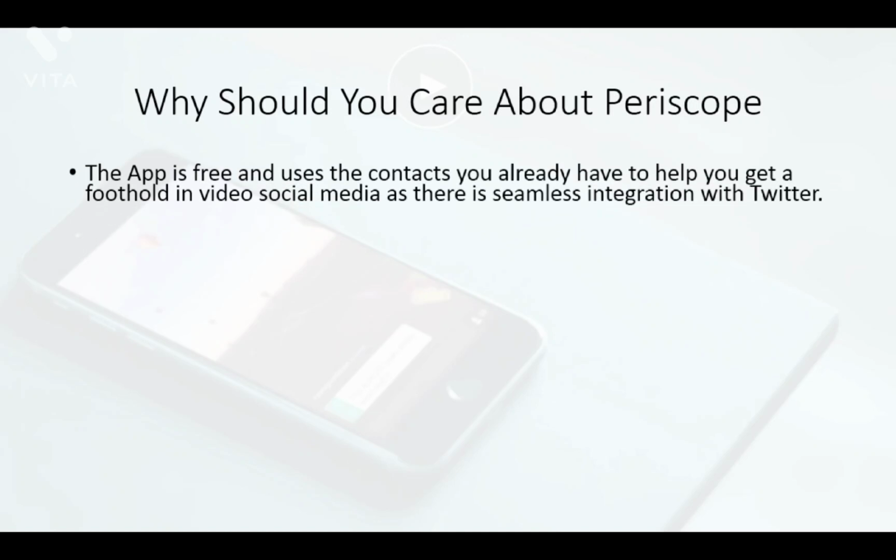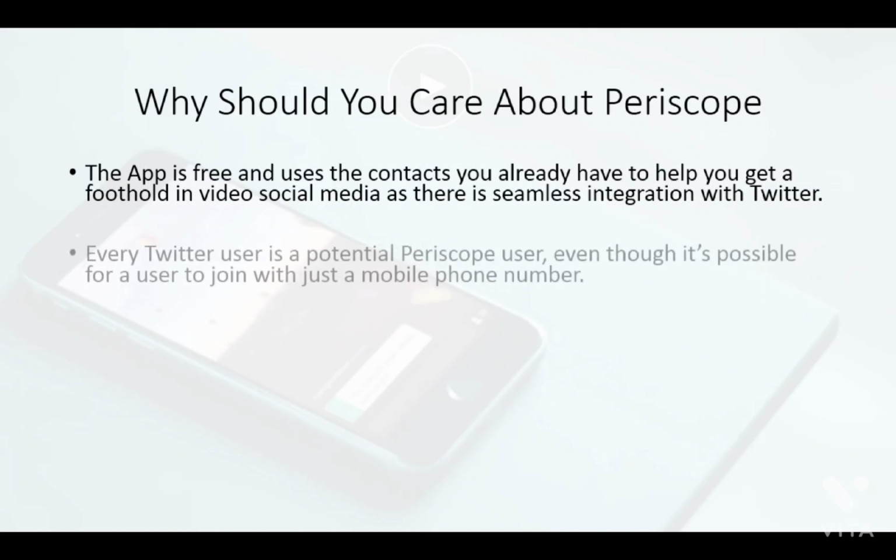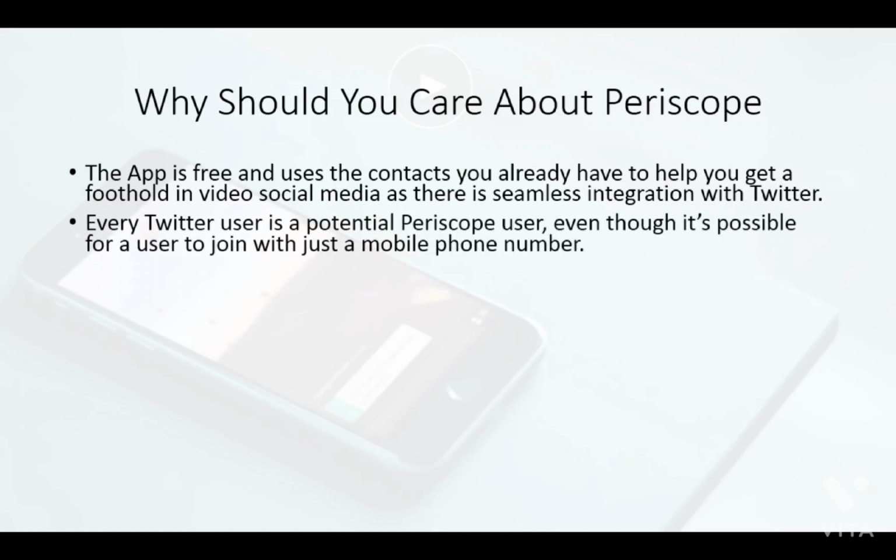Now, the Periscope app is free to everyone who uses it, and it uses the contacts you already have to help you get a foothold in video social media, because the integration between Periscope and the social network Twitter is seamless. That means that every Twitter user is a potential Periscope user, even though it's still possible for a user to join with just a mobile phone number. So if you haven't had a chance to really build your following in a social network like Twitter, you now have the opportunity to do so, and to do so with the medium of video.